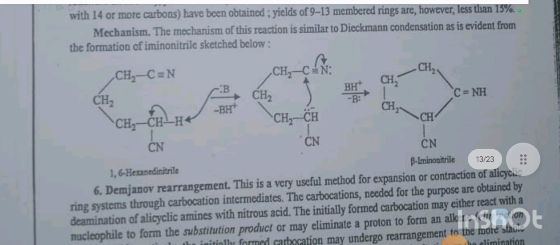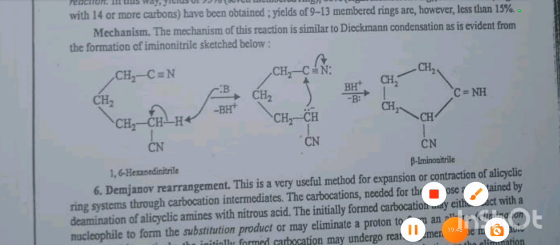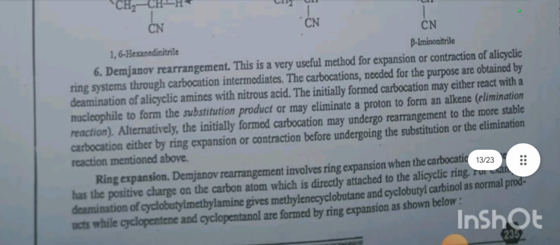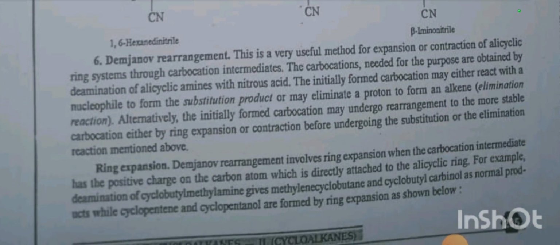Mechanism. The mechanism of this reaction is similar to Dieckmann condensation, as is evident from the formation of the aminonitrile sketched below. Demjanov rearrangement. This is a very useful method for expansion or contraction of alicyclic ring systems through carbocation intermediates. The carbocations needed for this purpose are obtained by deamination of cyclic amines with nitrous acid.